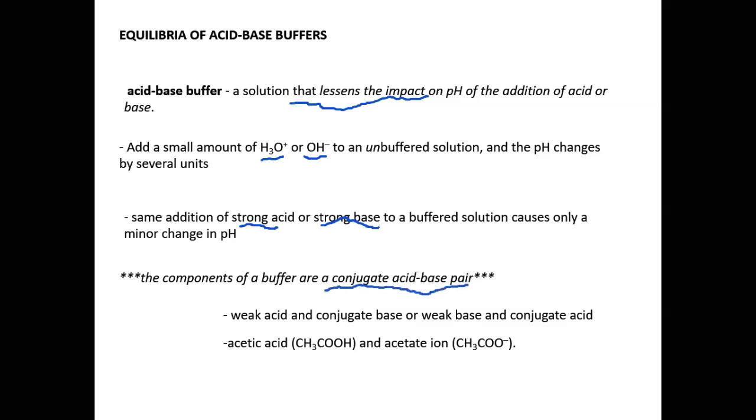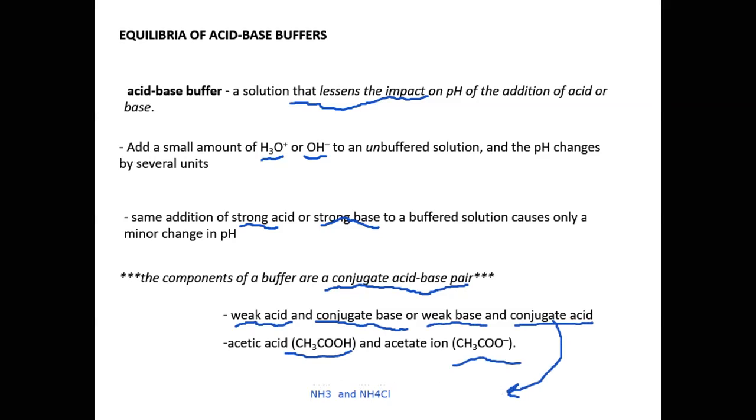And it's usually a weak acid and its conjugate base. For example, acetic acid and the acetate ion, but this would be a buffer that may be acetic acid and sodium acetate, because sodium doesn't affect pH. Or a weak base and its conjugate acid. This example could be, for example, NH3 and NH4Cl. That's an example of a weak base and its conjugate acid.